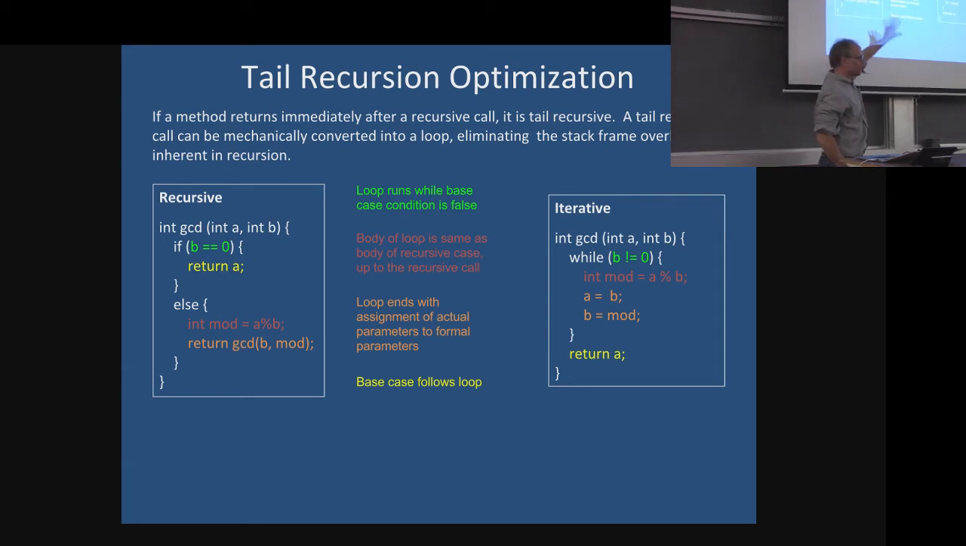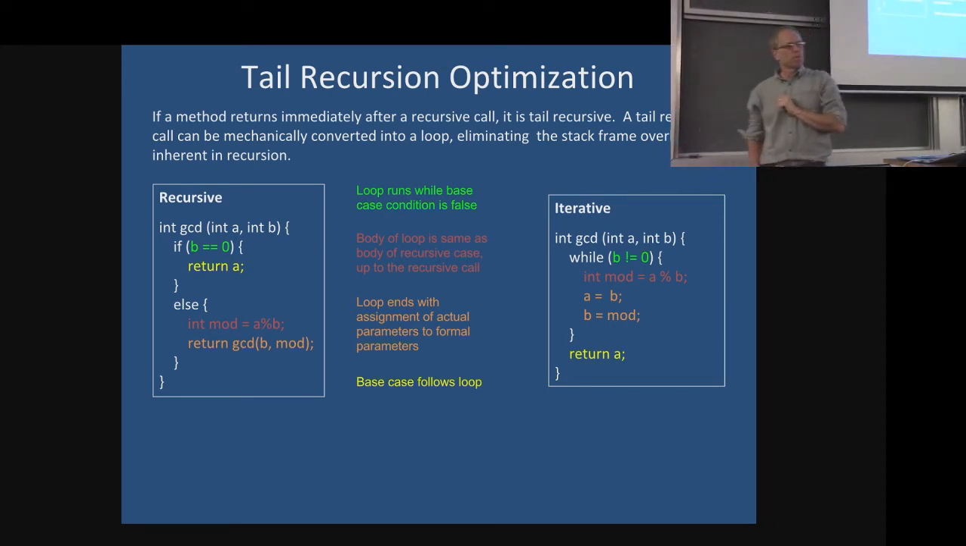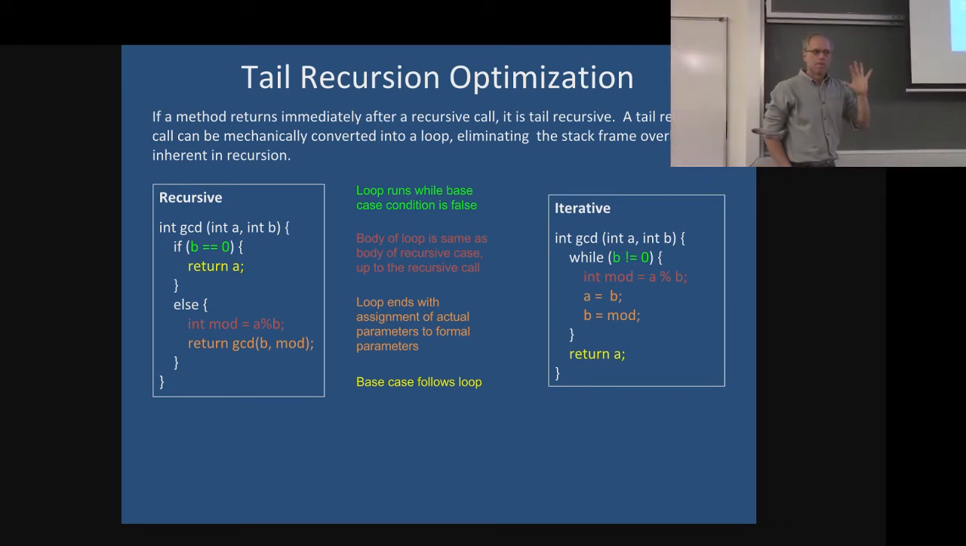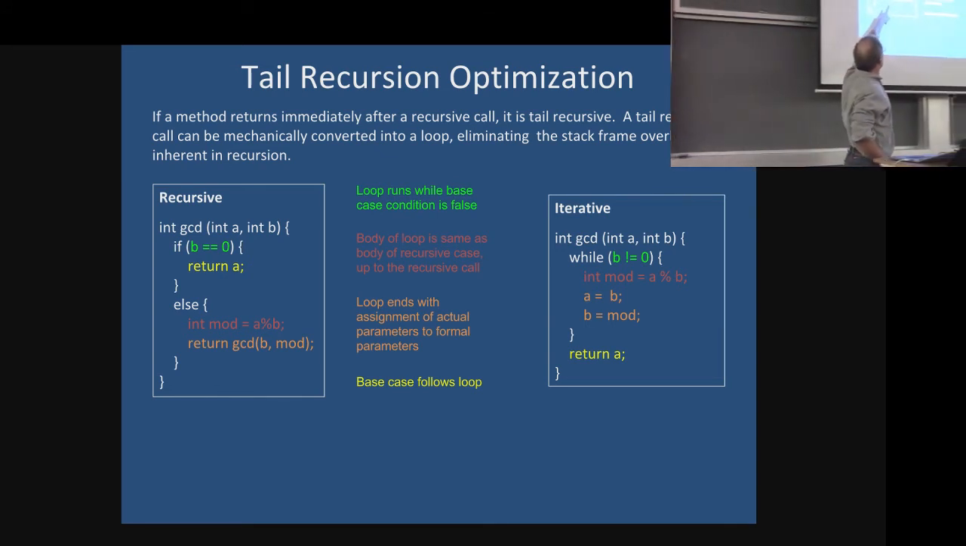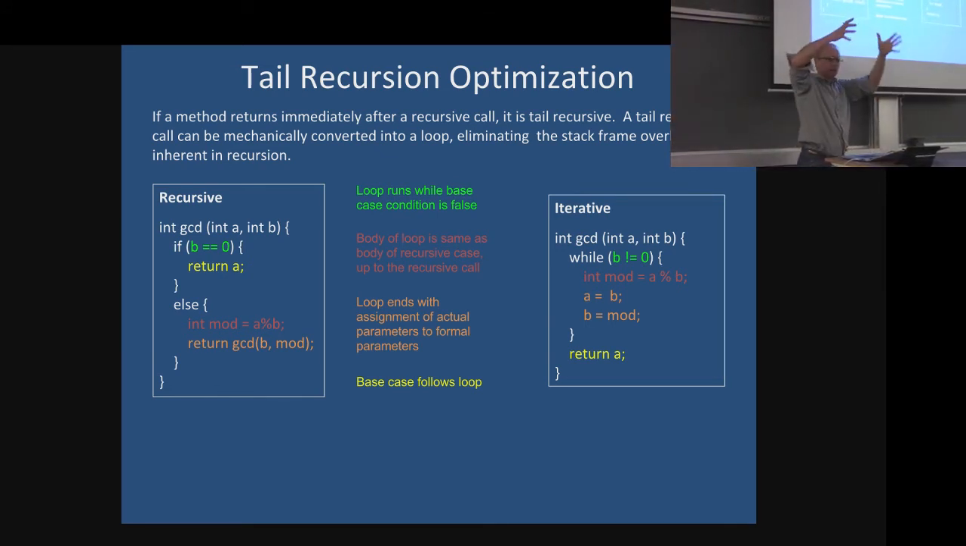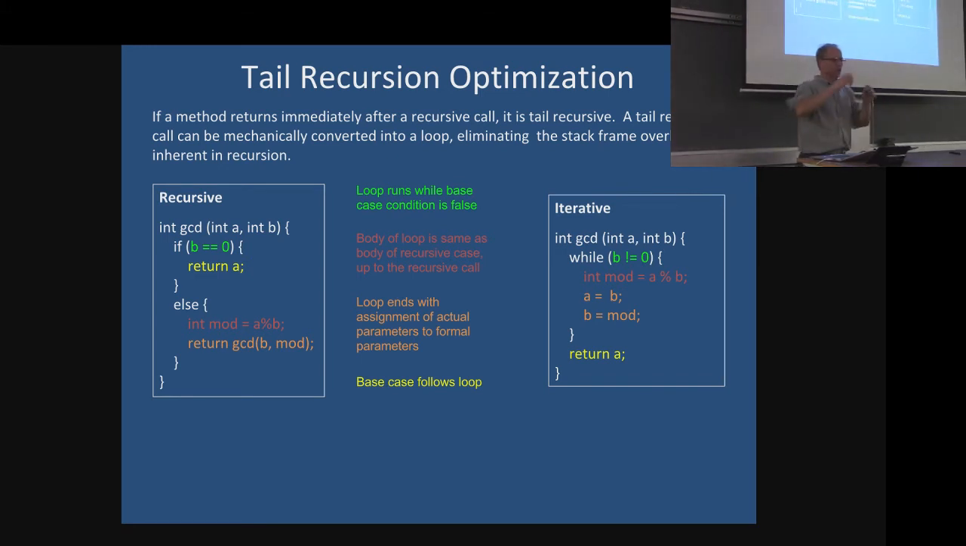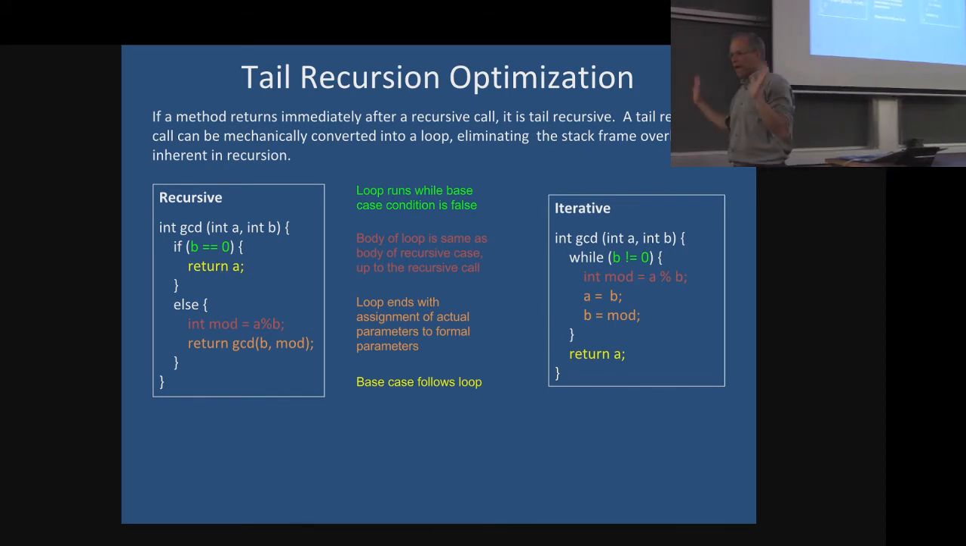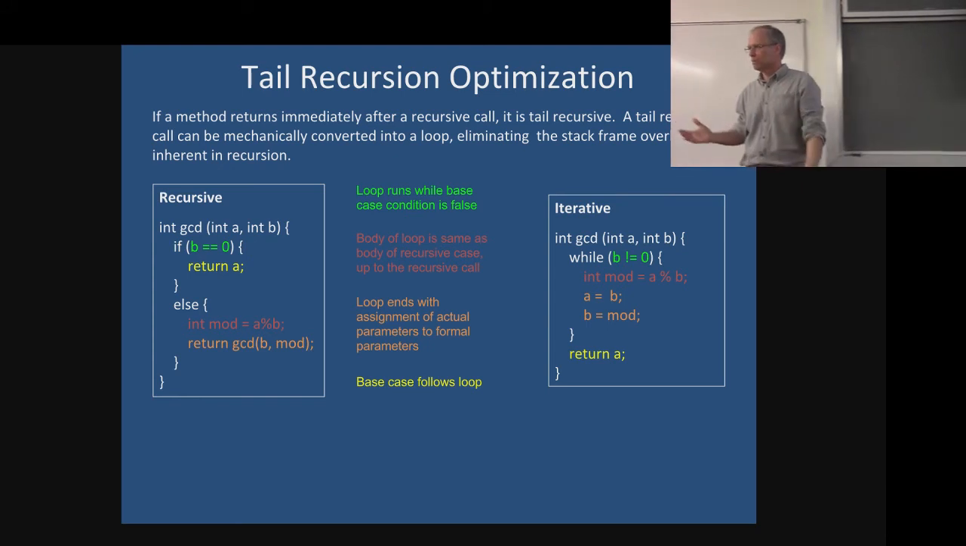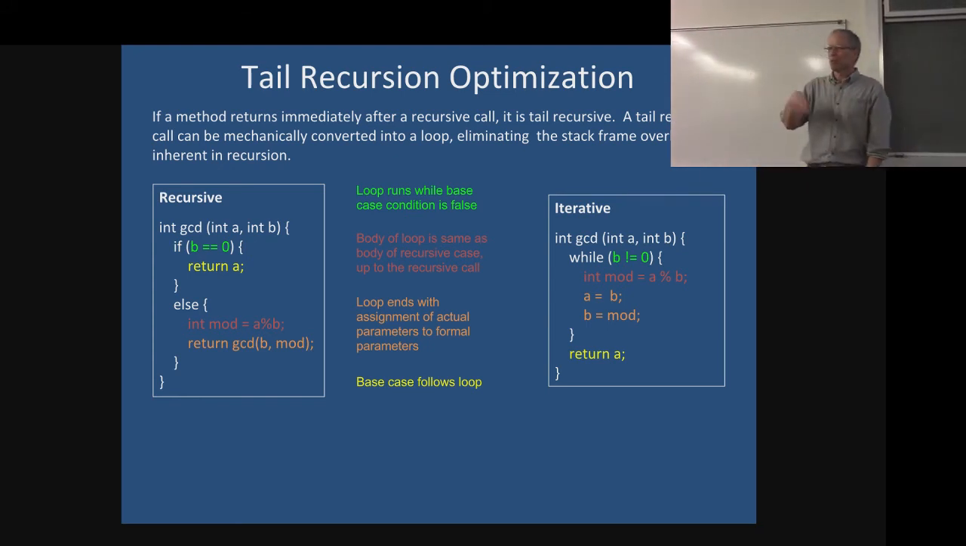Right, the same operations are occurring in the same order. The only difference is, over here, we make a recursive call which involves allocating a stack frame and copying the parameters up. On this side, you don't create the stack frame. You just store the parameters in the same stack frame. You reuse A and B. So if you do the asymptotic complexity analysis, it's the same. It's not, the loop will be slightly faster because it doesn't have to push and pop stack frames.